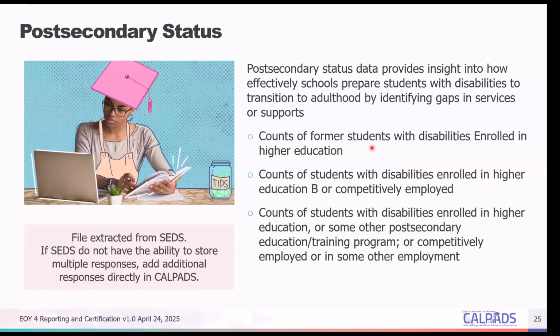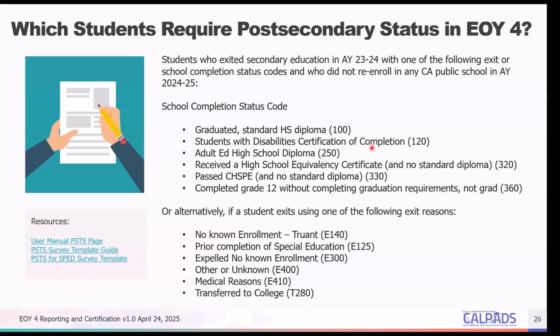If not, then this next PowerPoint presentation slide would at least provide you the list of students who would qualify for a survey. So anyone who exited secondary education, any special education student who exited secondary education in 23-24, who were exited as a completer, or with these exits and never re-enrolled in any of the California schools would be eligible to be surveyed. So there is a page in the user manual for the PSTS collection.